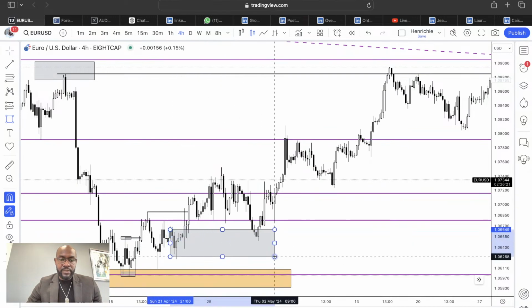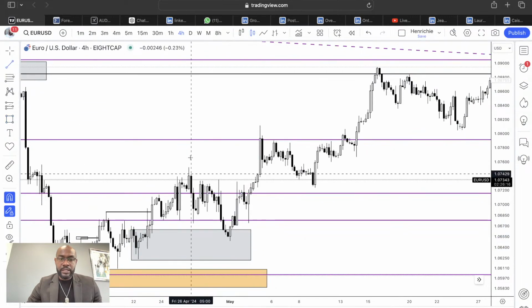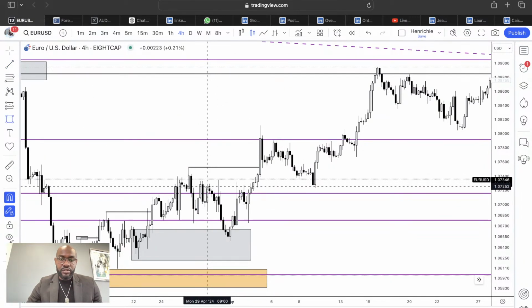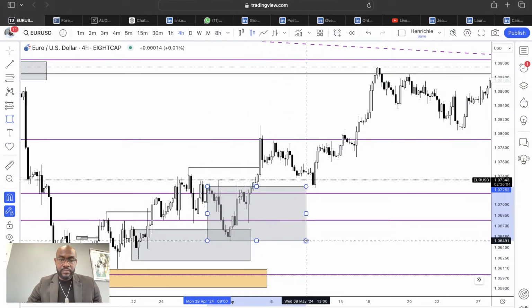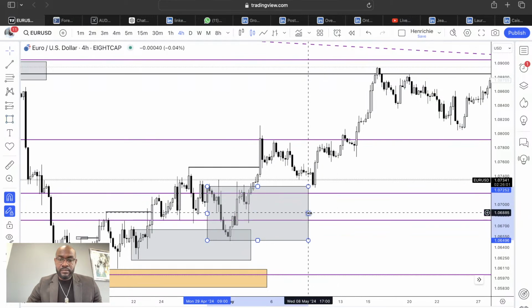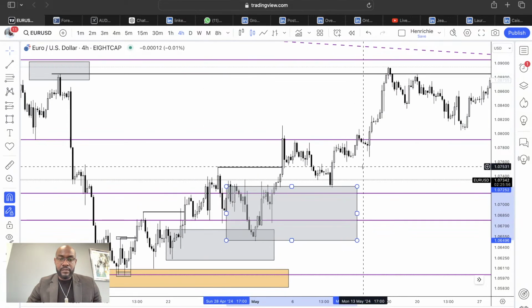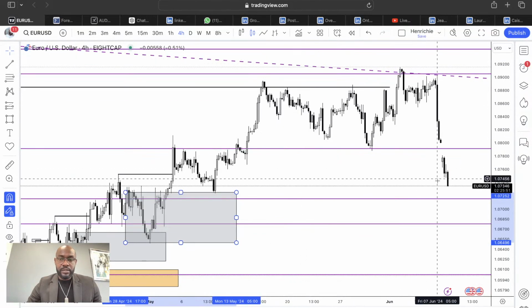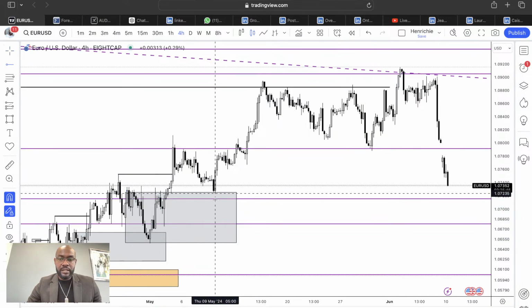Bodies of the candle is all I'm interested in. After that, we broke structure right here. This right here is the last down close candles before breaking structure from the bodies of the candle. And right here, you can see price came to it, mitigated it, and expanded higher. So right now what we're looking at is whether price wants to run this sell side liquidity.